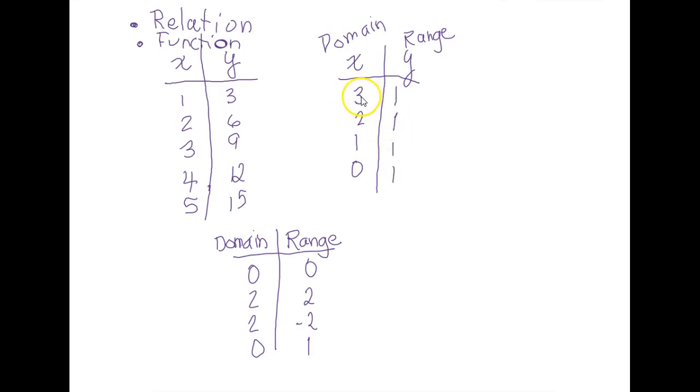Now, the question is, do I have at least one answer for each of my values in my X, or in my domain? And the answer is yes. I have one answer. It may be the same answer for all of them, but it is one answer. So 3 has a value of 1, 2 has a value of 1, 1 has a value of 1, 0 has a value of 1. So there is exactly one solution for each value of our domain. So this is both a relation, since it has at least one, and a function, since it has exactly one.